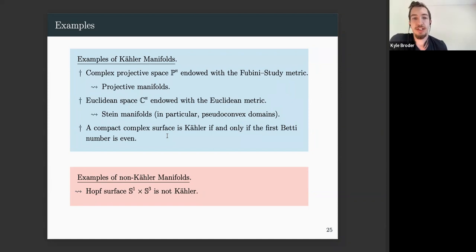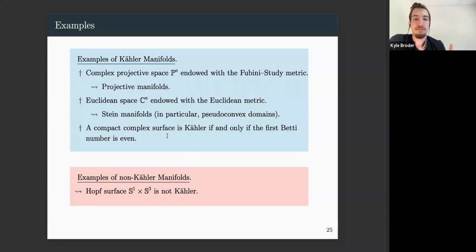Similarly, the Euclidean metric on Cn defines a Kähler metric. And so any Stein manifold, namely a complex manifold which holomorphically embeds into some Cn, will also be Kähler. In particular, an example of a Stein manifold is given by a pseudo-convex domain, so they're all Kähler.